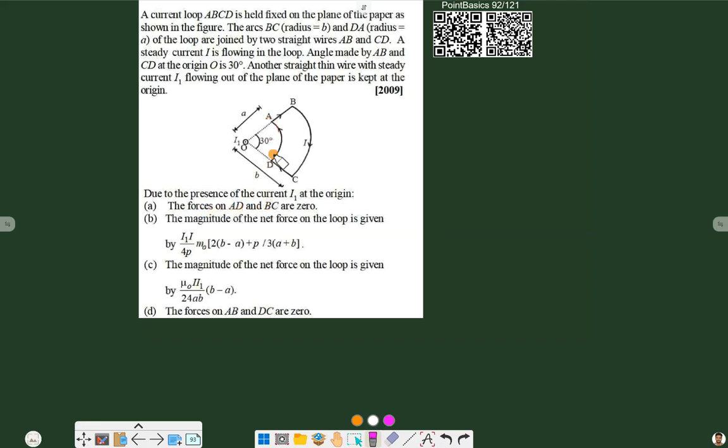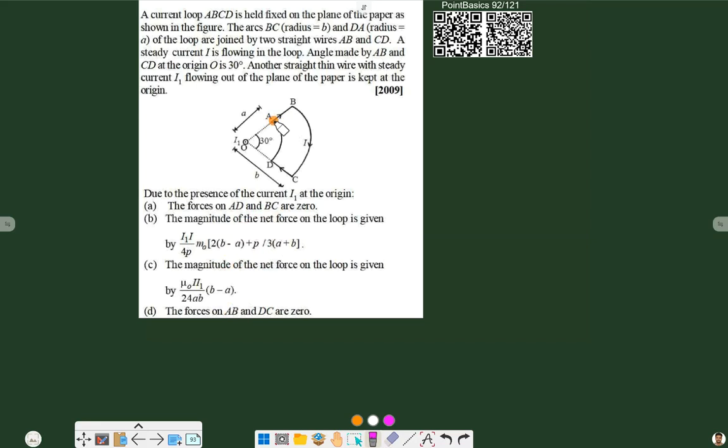Forces on AD and BC are zero. These are the statements. The magnitude of net force on the loop is given by this. The forces on AB and DC are zero. So in all of the options, it is mentioned that we have to find out the value of force.